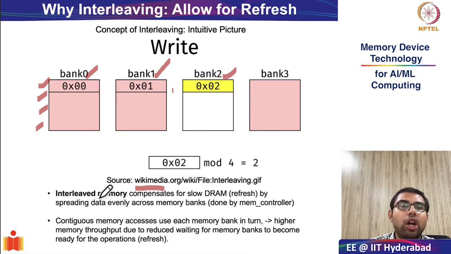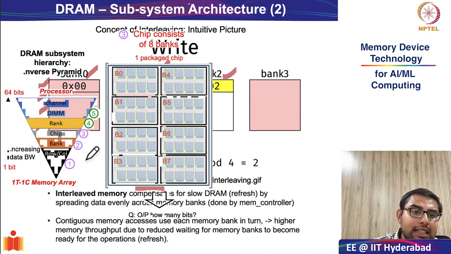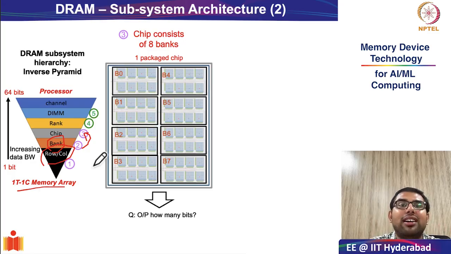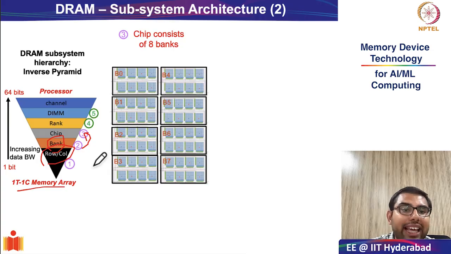Next, we move on to another part, or the next element in the memory hierarchy, and which is your chip. So remember, the bottom of the memory hierarchy consists of your 1T 1C memory cell. A bunch of 1T 1C memory cells constitute an array. 8 such arrays constitute a bank. Now let's see what is a chip. Very interestingly, 8 banks, when they are put together, constitute a package chip.